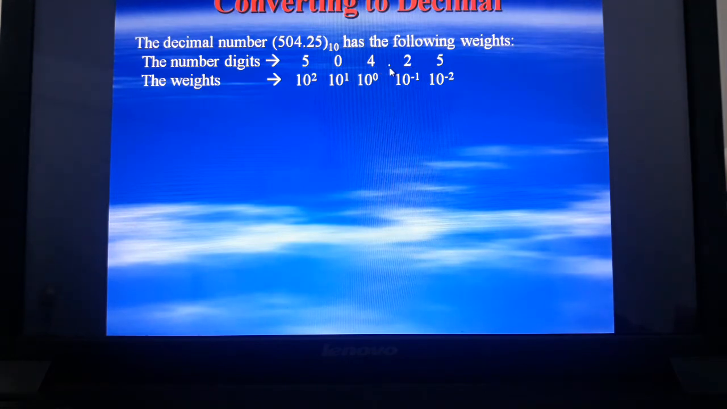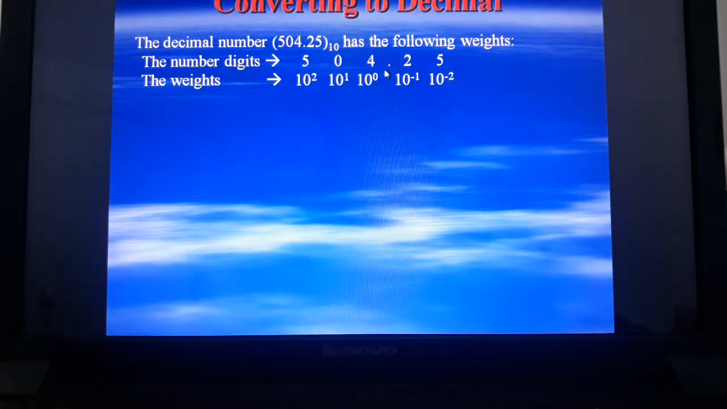If we start to the left of the decimal point, we have the number 4. It has a weight of 10 to power 0. Why 10? Because we are dealing with decimal system. The 0 has a weight of 10 to 1. The 5 has a weight of 10 to power 2. And if we have other numbers to the left of 5, will has a weight of 10 to 3, and so on.